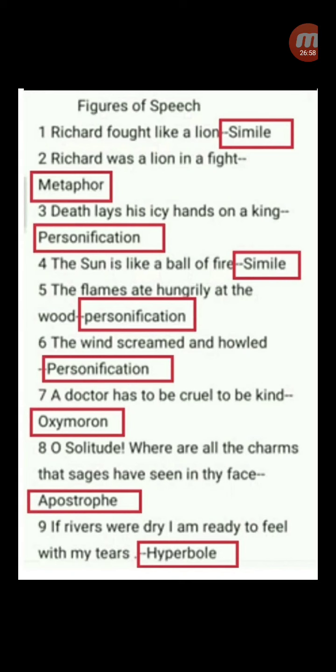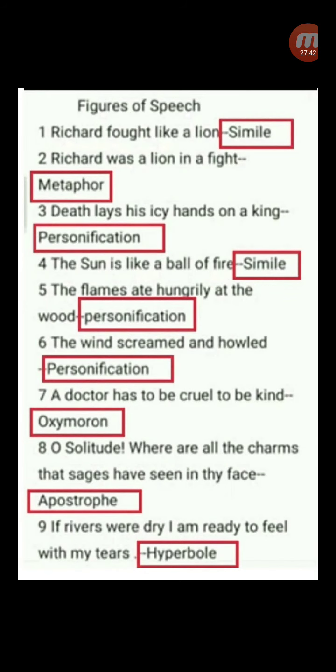Another exercise where you will be given fill in the blank where you need to write. Richard fought like a lion. Simile. Richard was a lion in a fight. Metaphor. Death lays his icy hand on the king. Personification. The sun is like a ball of fire. Simile. The flames ate hungrily at the wood. Personification. The wind screamed and howled. Personification. A doctor has to be cruel to be kind. Oxymoron. Oh solitude, where are all the charms that sages have seen in thy face? Apostrophe.